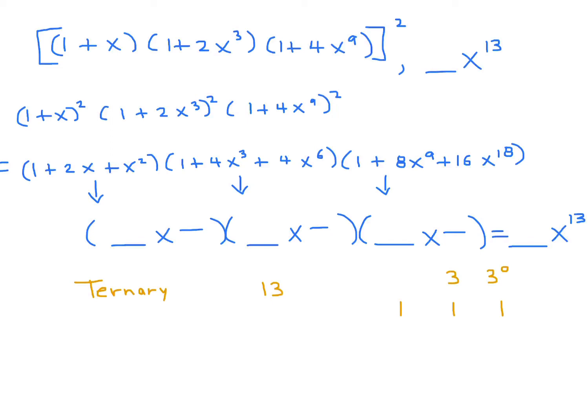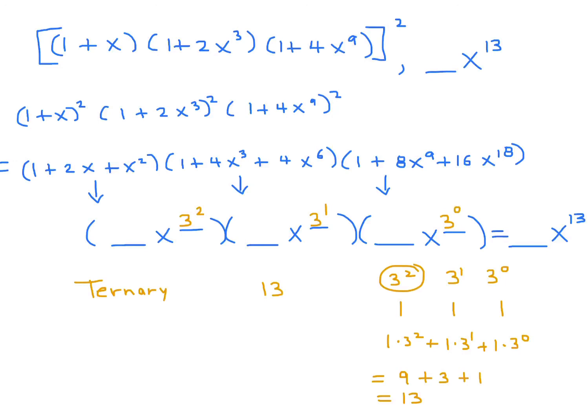Because remember, what's ternary? 3 to the power of 0, 3 to the power of 1, 3 to the power of 2. 1 would mean it's 1 times 3 to the power of 0. 1 over here would mean 1 times 3 to the power of 1, and 1 here means 3 to the power of 2. And then you add these, and you get 9 plus 3 plus 1, and that is indeed 13. So that means that this is x to the power of this guy right here, 3 squared. This is x to the power of 3 to the 1. This is x to the power of 3 to the 0.